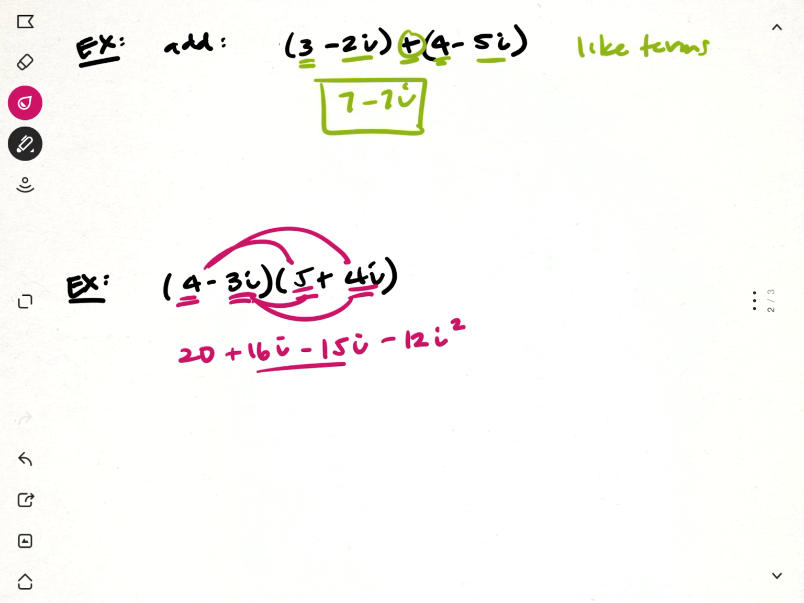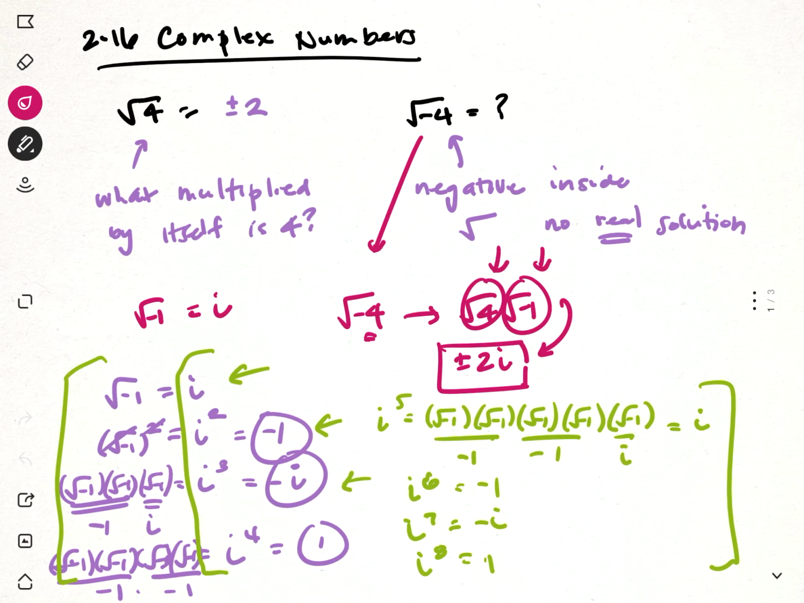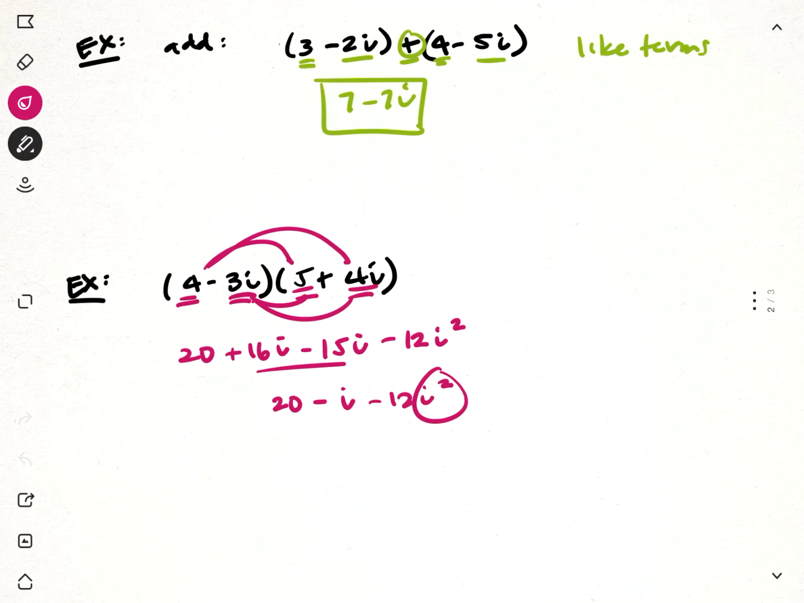Okay, we're going to add these like terms. So 16i minus 15i is 1i. So 20 plus 1i, or just i, minus 12i squared. Now, usually we'd stop here, but remember we said from before that anytime we have an i squared, that's -1. So we're just going to change that to -12 times -1. -12 times -1 is +12.